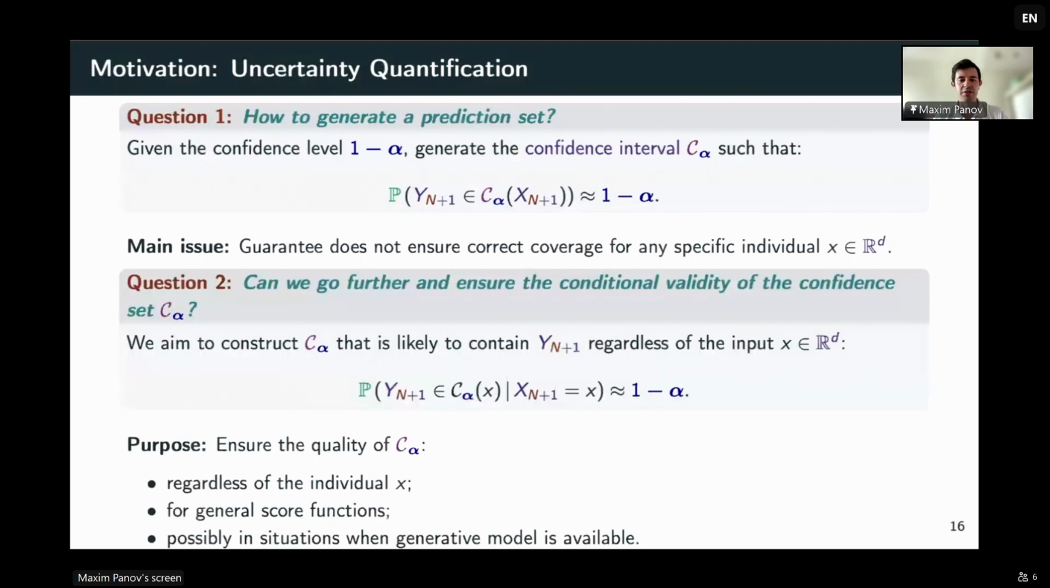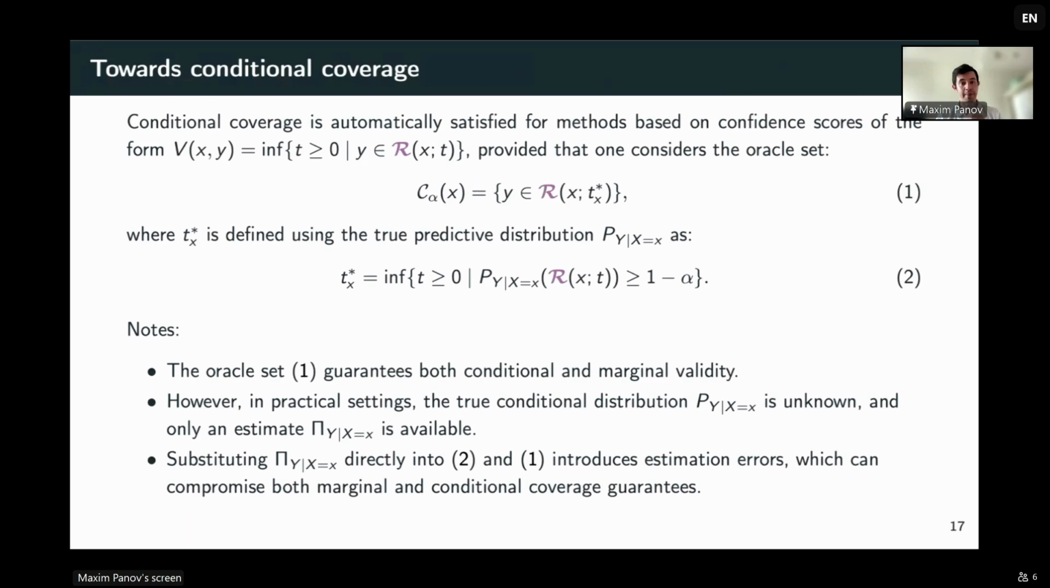However, we're still interested in something where you can prove the conditional coverage and ensure it at least approximately. So in this work, we will try to construct a set which is conditionally approximately valid for any x. We can use general score functions, but we have the score function of PCP in mind as a good example of a method which will be constructed. And we want to use the generative model. So, okay, let us discuss how we can achieve that.